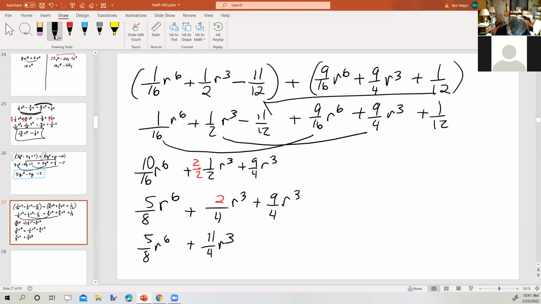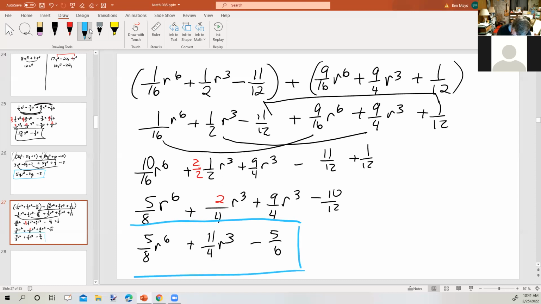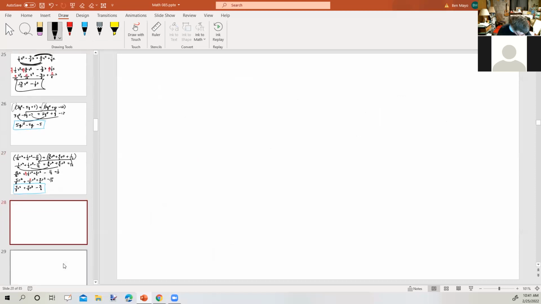And then finally, our constant terms, minus 11/12 plus 1/12 would be minus 10/12, which is minus 5/6. So there is the final answer for that problem. Any questions there? All right, let's take a look at some decimals.